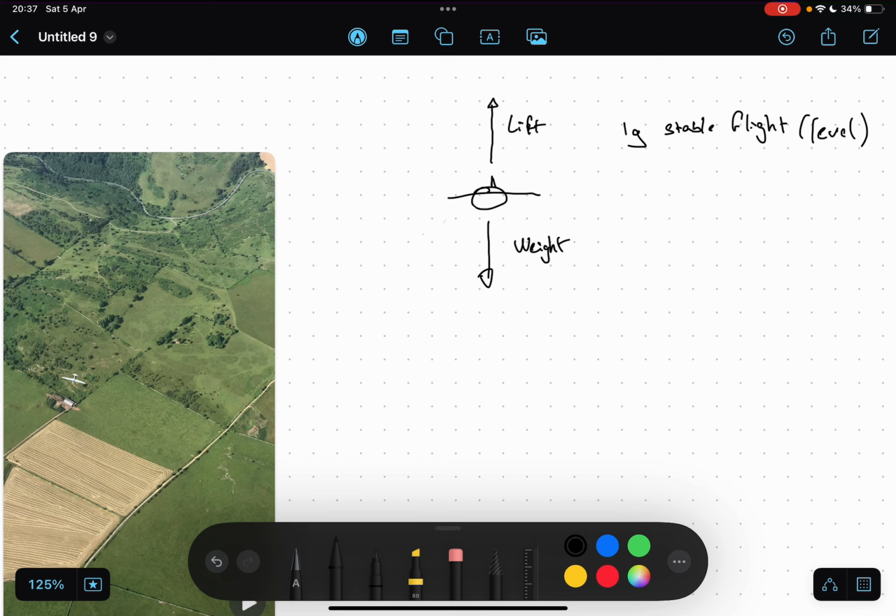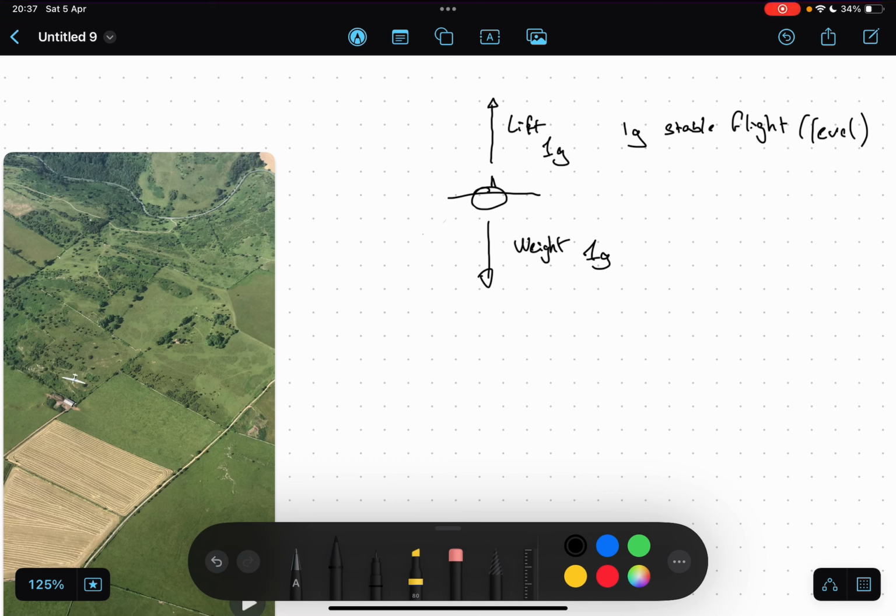So to make our lives easier, we're just going to call the lift 1G and the weight 1G, right? So the aeroplane is accelerating at 9.81 meters per second squared towards the ground. However, since it is also producing lift, it is staying in level flight.